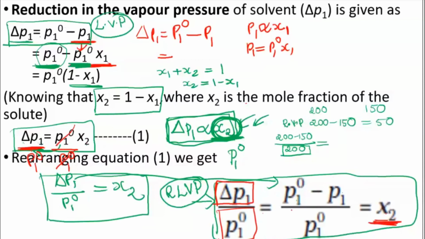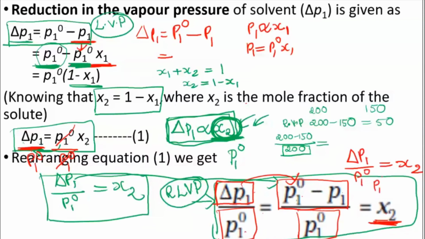This in between which you are seeing is the expansion of this. In between which I wrote, delta P1 is P1 naught minus P1. These two are the same thing. Sometimes you have to write the open structure. You can directly write delta P1 divided by P1 naught is equal to x2, or I can write it open: P1 naught minus P1 divided by P1 naught is equal to x2. Now followed? Is it clear?